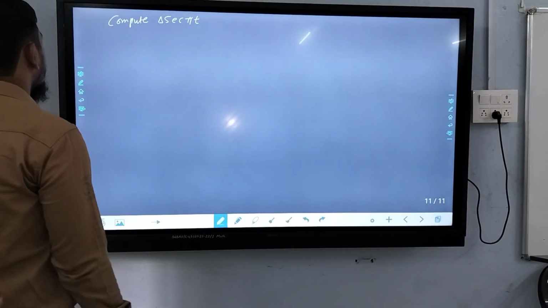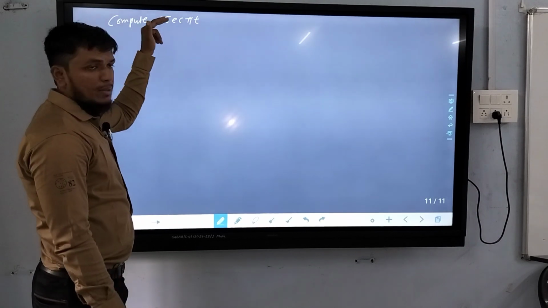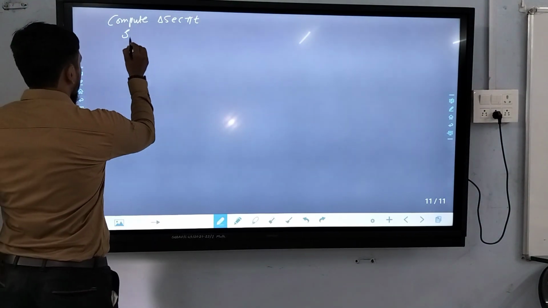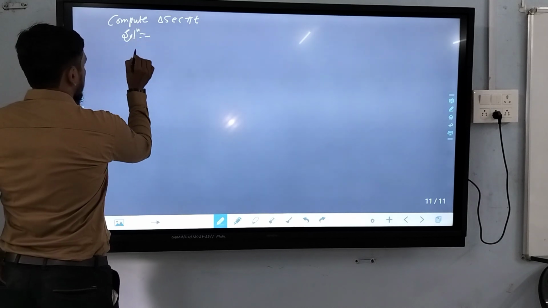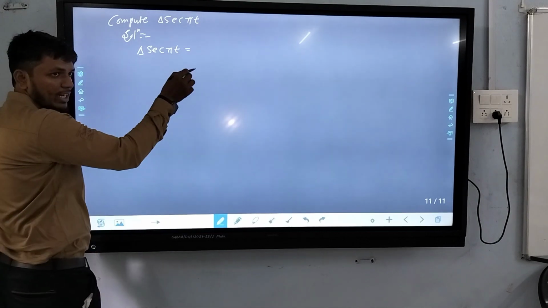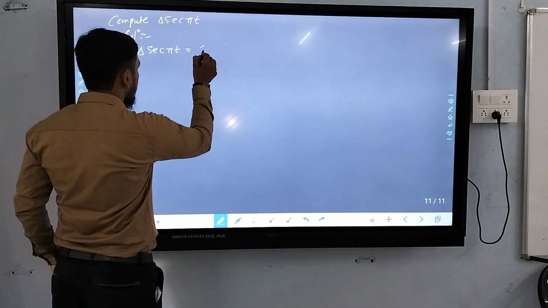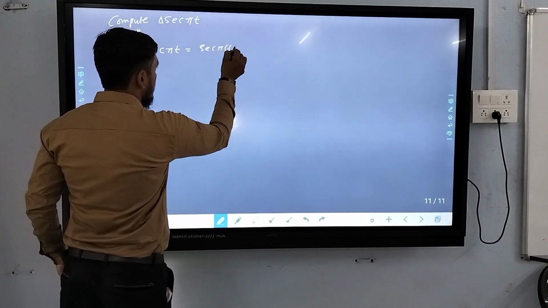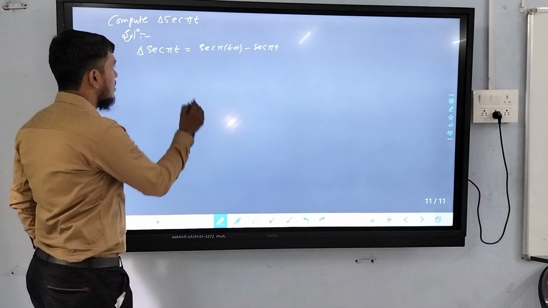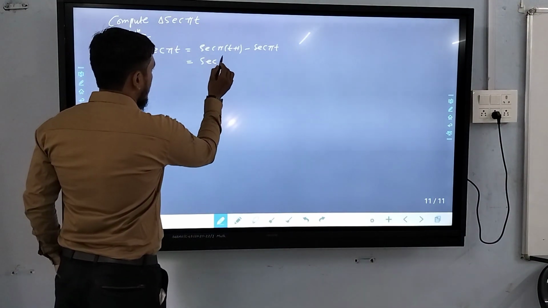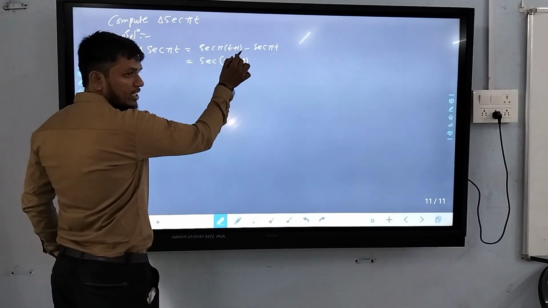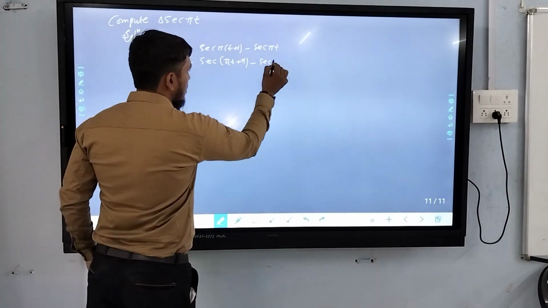Now we have to find the value of delta sec(pi t). Write here delta sec(pi t) and use the definition of delta, how delta operates on the function. So it becomes sec(pi(t + 1)) minus sec(pi t). You can write it as sec(pi t + pi), when you multiply this pi with t and 1, then minus sec(pi t).